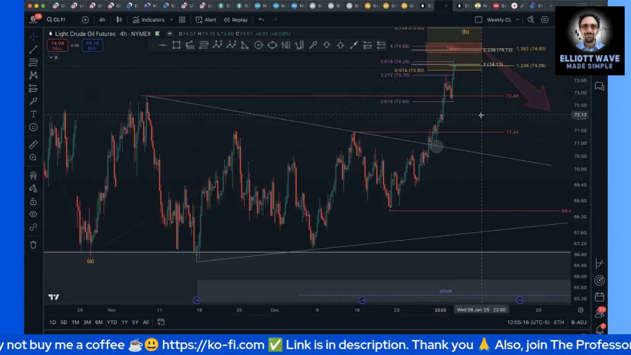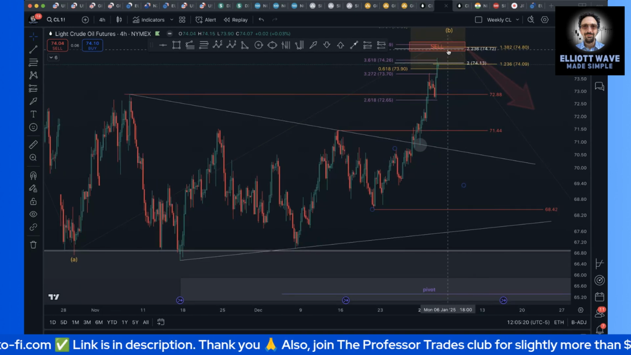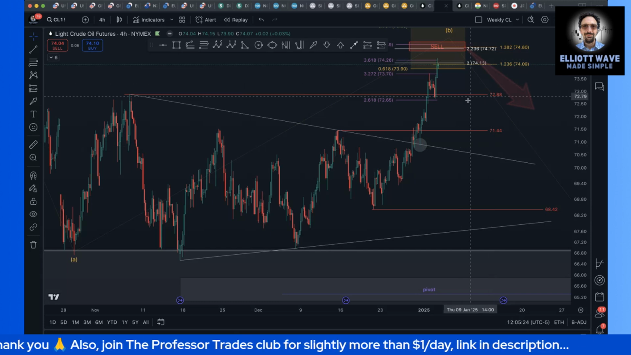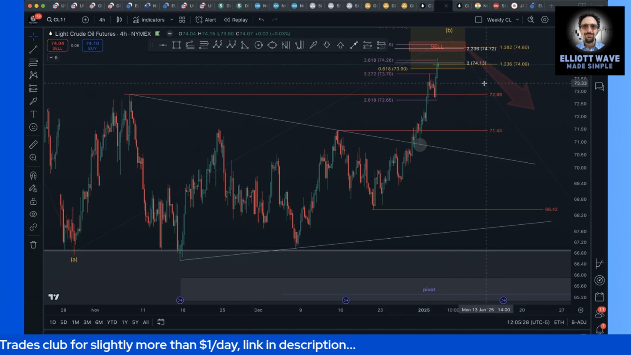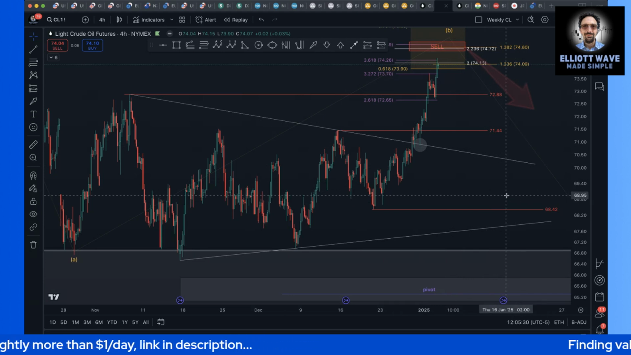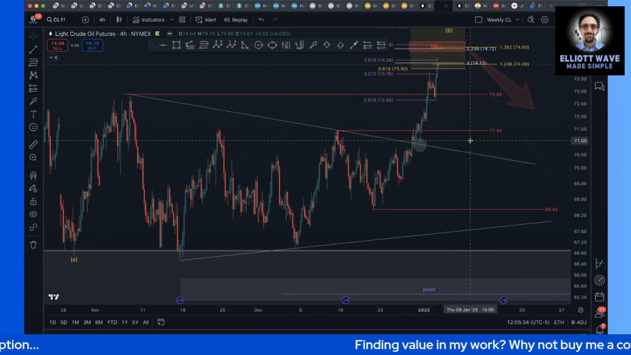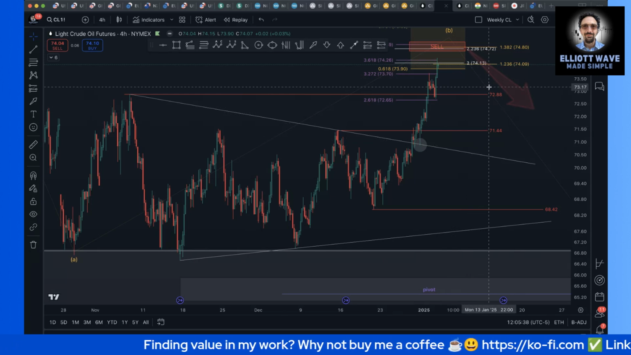Okay. And if you're in the club, you're going to know this, because I'm going to be measuring once we get some initial moves. Once we get a legitimate wave 1, which is going to be composed of 5 waves, because wave 3 is going to be composed of 5 waves. So once we get a legitimate wave 1 down, we're going to sell the retrace.